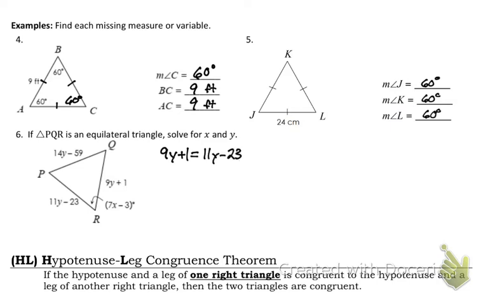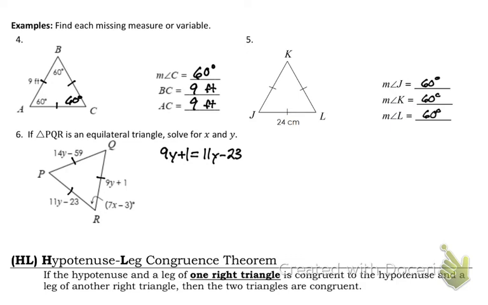Would there be another way to solve for y? You can do 14y minus 59 equals 11y minus 23. Absolutely, we could do 14y minus 59 equals 11y minus 23. Was there any other way? Yeah, 14y minus 59 equals 9y plus 1. All of these are equal, so as long as Mr. Pabian did the problem right, it shouldn't matter which way we set it up. We're going to come up with the same y value.